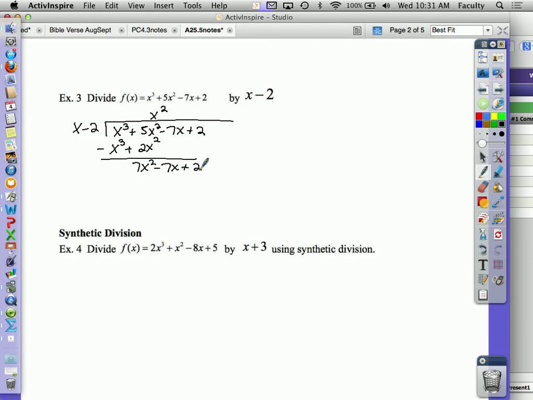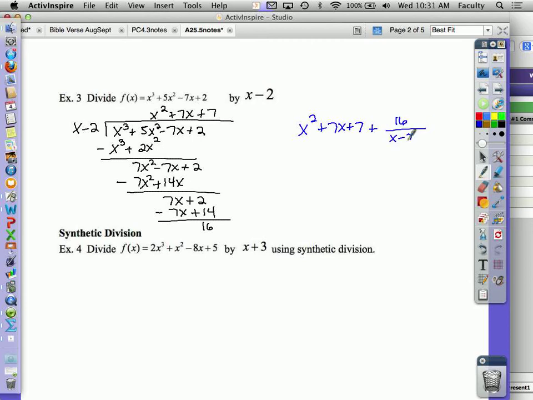So x times what is 7x squared? It'll be 7x. I need to subtract, so I take the opposite and add. So my answer is x squared plus 7x plus 7 plus my remainder is 16 over x minus 2. Make sure you have a plus sign between your quotient and the remainder. All right, any questions on that one? If you've made a mistake, can you see where you did?